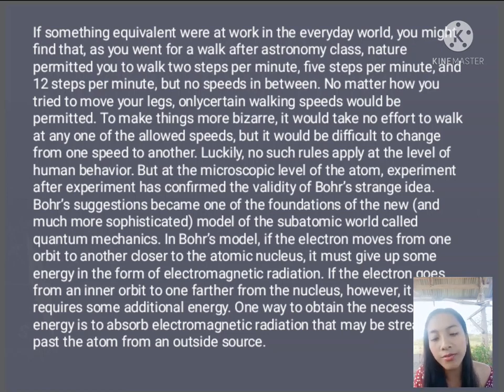In Bohr's model, if the electron moves from one orbit to another closer to the atomic nucleus, it must give up some energy in the form of electromagnetic radiation. If the electron goes from an inner orbit to one farther from the nucleus, however, it requires some additional energy. One way to obtain the necessary energy is to absorb electromagnetic radiation that may be streaming past the atom from an outside source.